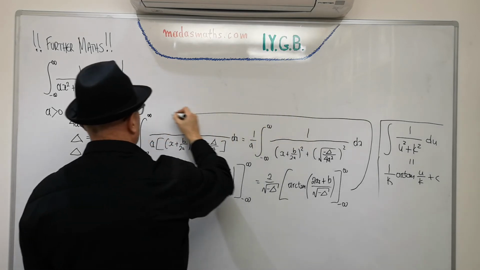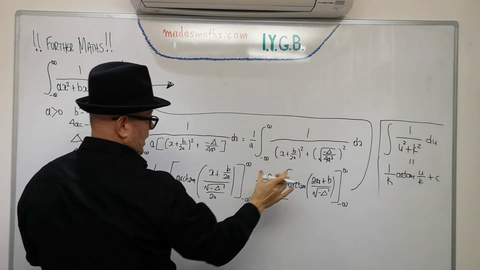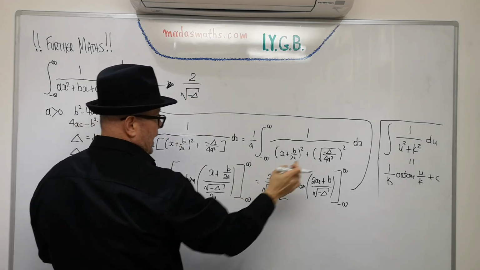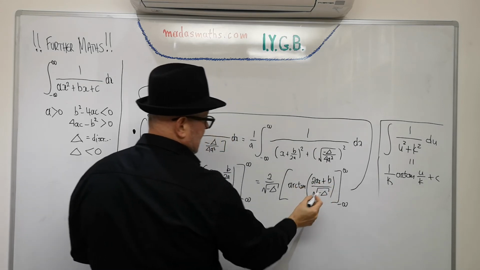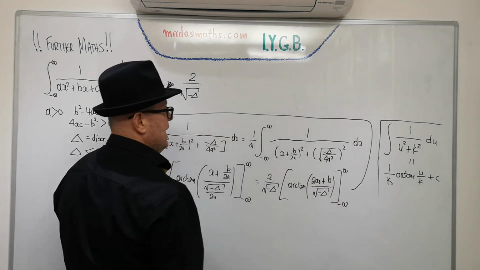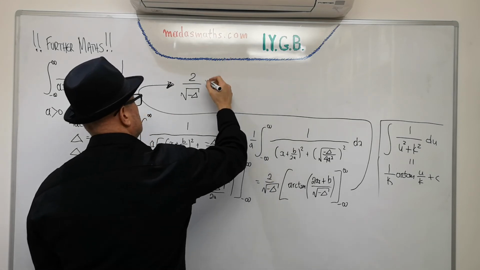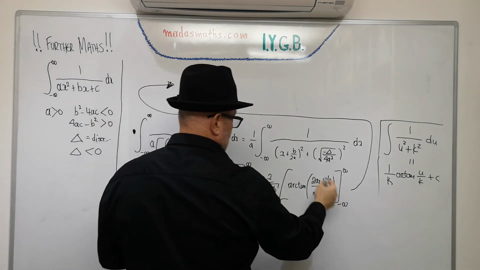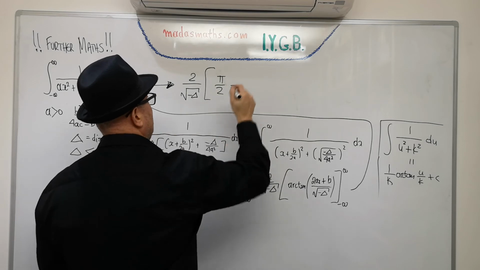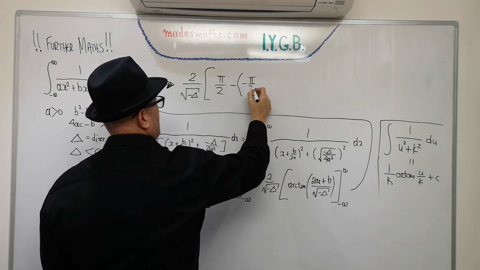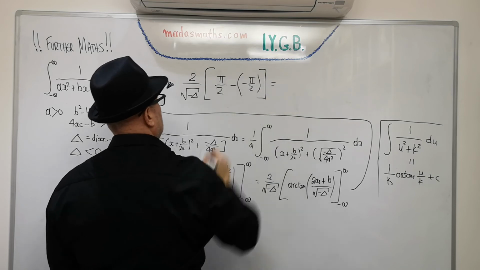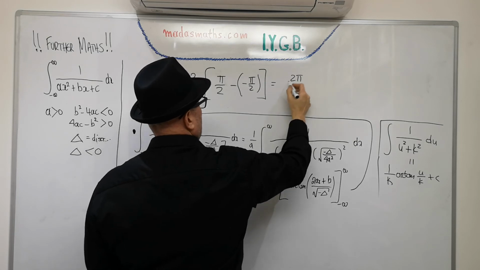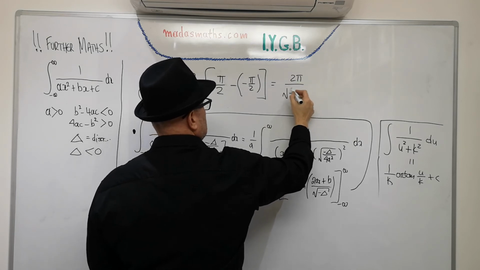So this is now going to be 2 over the square root of the negative of the discriminant. When I put infinity for my x, this becomes infinite. The arctan of positive infinity is, of course, pi over 2. Minus, when I put negative infinity for my x, this is the arctan of negative infinity, which is minus pi over 2. So if we simplify this, that's going to be just simply pi positive. So we're going to have 2 pi over the square root of the negative of the discriminant.